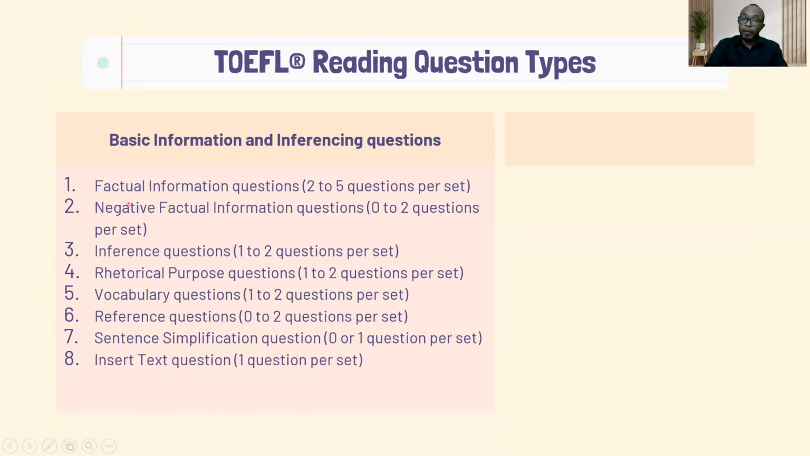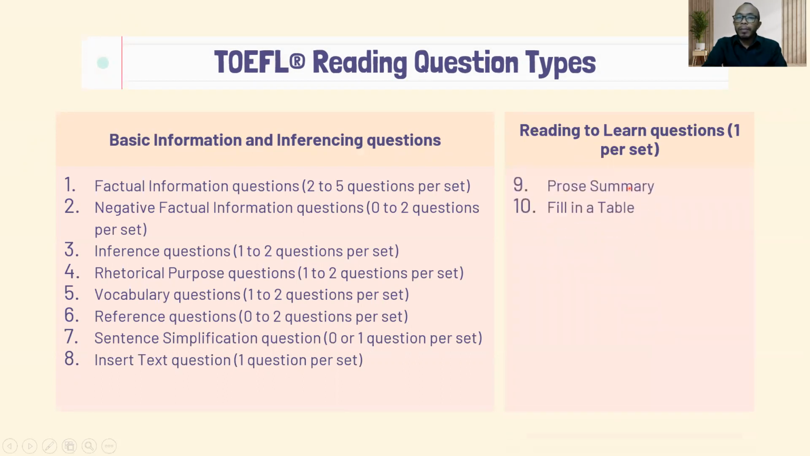So don't worry if you don't have any idea what these terms or names mean, because later we will discuss them in more detail. Now, the second category of questions is what is called the reading to learn type, or general type of question. And there are 2 types in this category, the prose summary and fill in a table question.